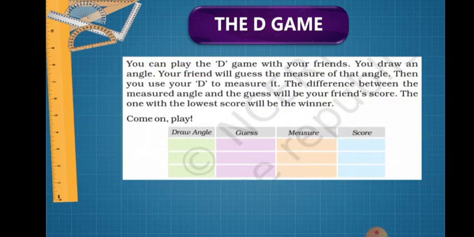You can play the D game with your friends. You draw an angle, your friend will guess the measure of the angle, then you use your D to measure it. The difference between the measured angle and the guess will be your friend's score. The one with the lowest score will be the winner. Come on, let me play.